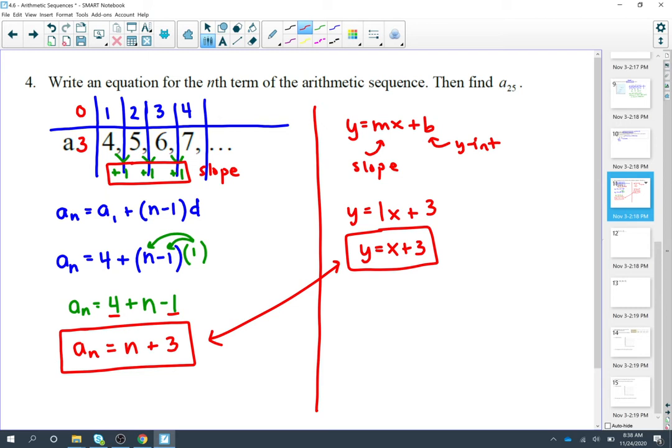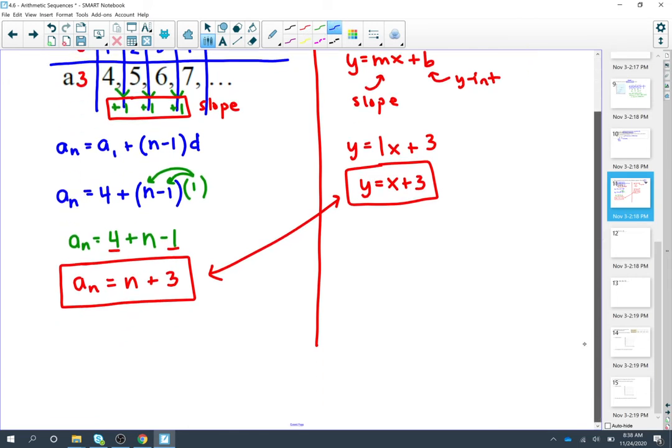If it's on a test, just know that these variables are kind of representing an x and a y. Now, it says to find a sub 25. So if we go back to over here, a sub 25 equals, substitute 25. 25 plus 3, which is 28. So I know that the 25th number in the pattern is 28.